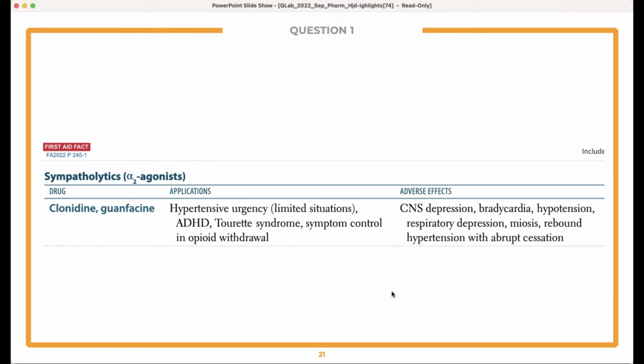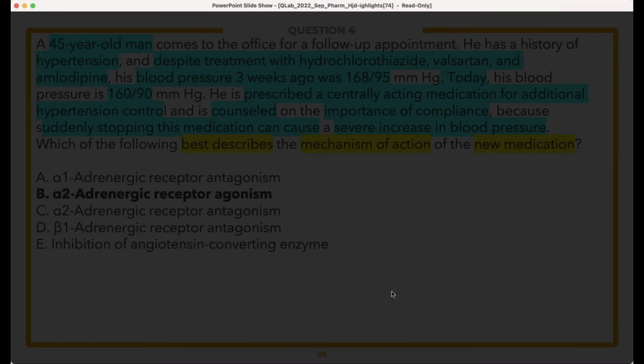Clonidine, as you can see in the title, is an alpha-2 agonist. It is a centrally acting medication, and it works primarily in the brain to decrease sympathetic outflow. As a result, you get lower vascular resistance and decreased blood pressure, and that's what helps with blood pressure in these patients. Let's go back to our question and our answer choices. Hopefully you see why B is the right answer.